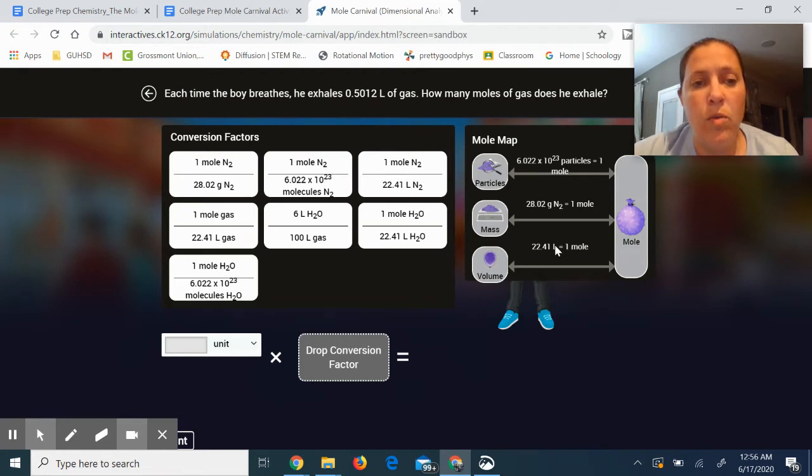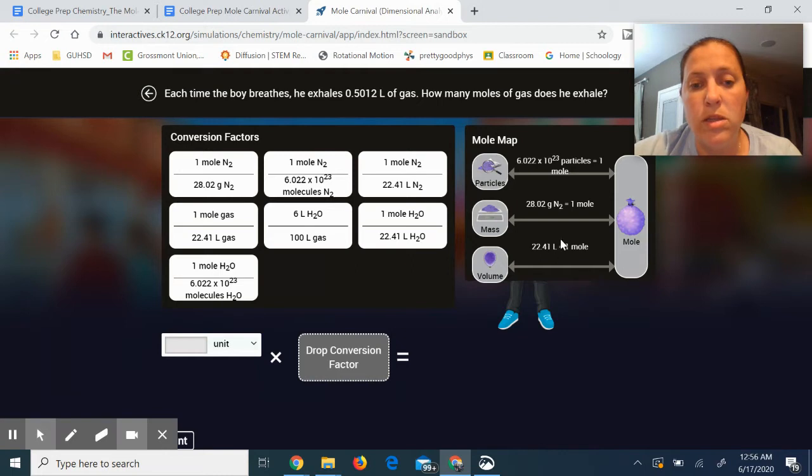So here, what am I being asked? I'm being asked how many moles. So I'm going to moles, and it says from exhaling 0.5012 liters. Always find the number in the problem and start from there. That's usually what your starting point is. So I'm starting at liters of gas. Liters is volume, and I'm going to moles.